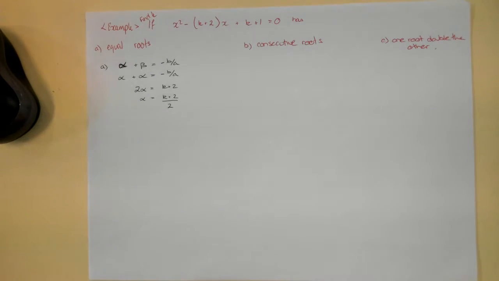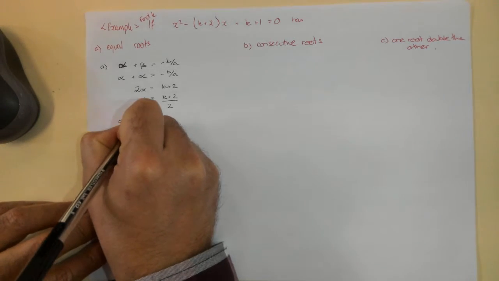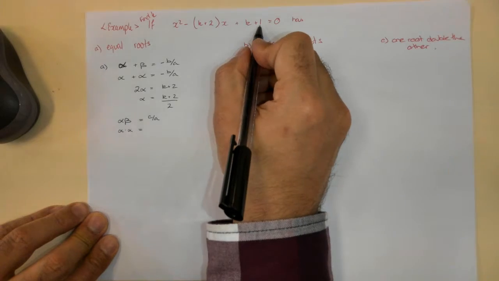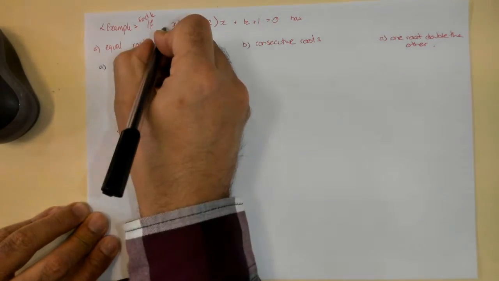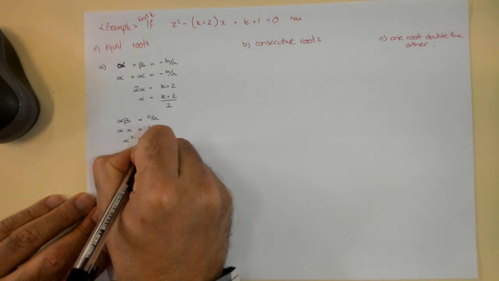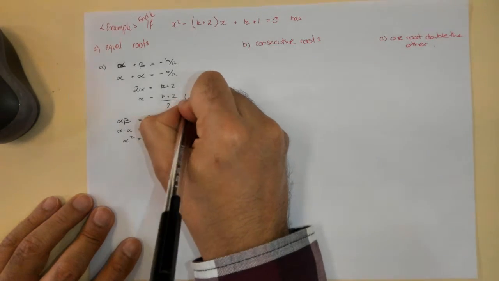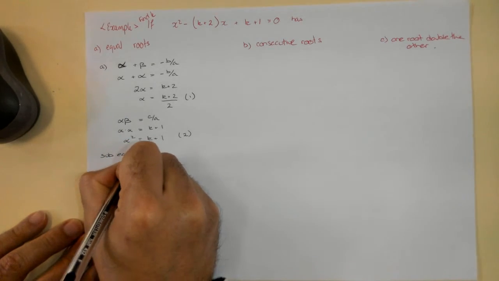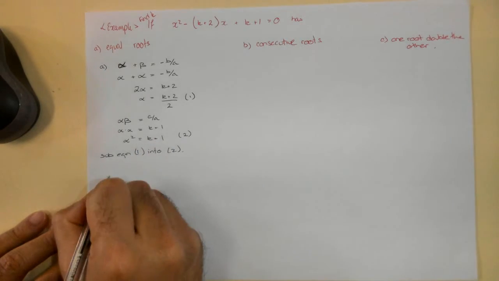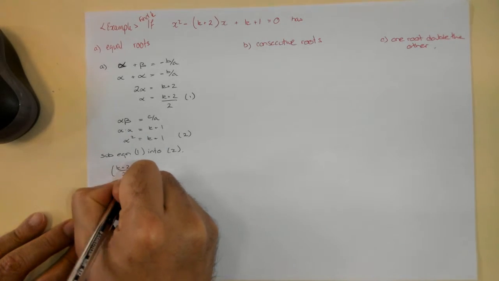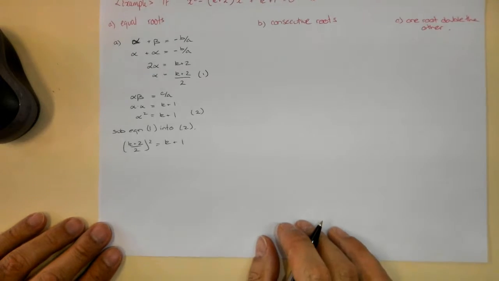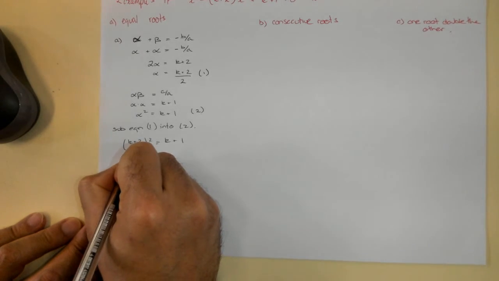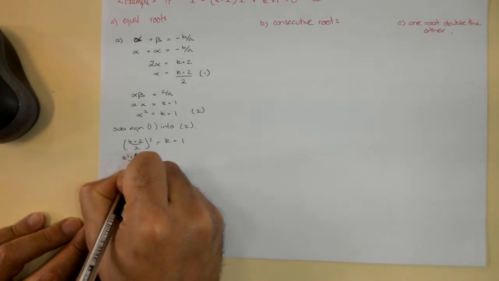Now, that's one thing that we know, but we also know that the product is equal to c on a. But the root is the same, so it's alpha times alpha, and c on a in this case is going to be k plus 1 over 1. Well, that means alpha squared is k plus 1. Subbing equation 1 into equation 2, you're going to get k plus 2 over 2 all squared equals k plus 1, which is a quadratic which we can solve. Okay, so we get k squared plus 4k plus 4 over 4.